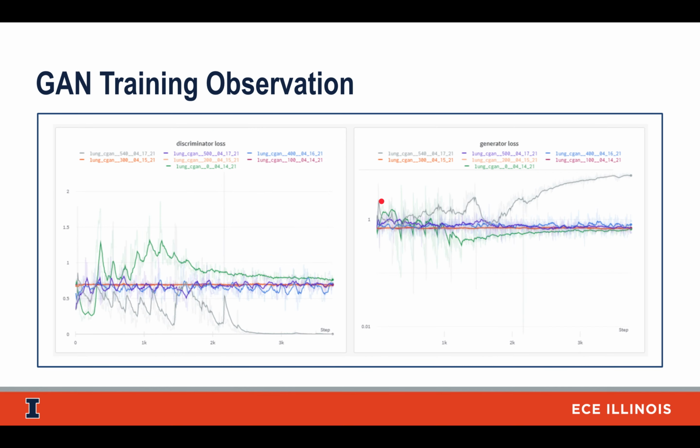This slide contains the smooth loss plots for the second run. The discriminator loss is shown on the left, and the right figure contains the generator loss. In the discriminator plot, we can see that at epoch 540, which is this gray line, the discriminator learns faster than the generator, such that the discriminator loss converges to 0, while the corresponding generator loss increases.